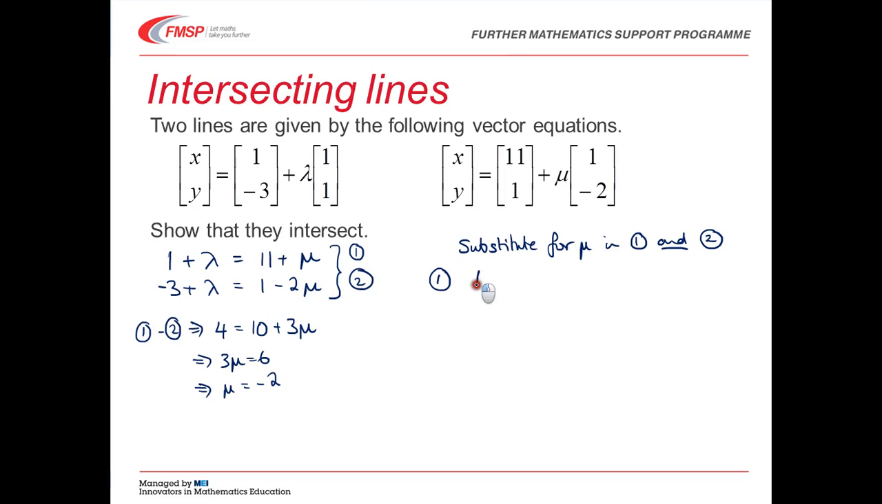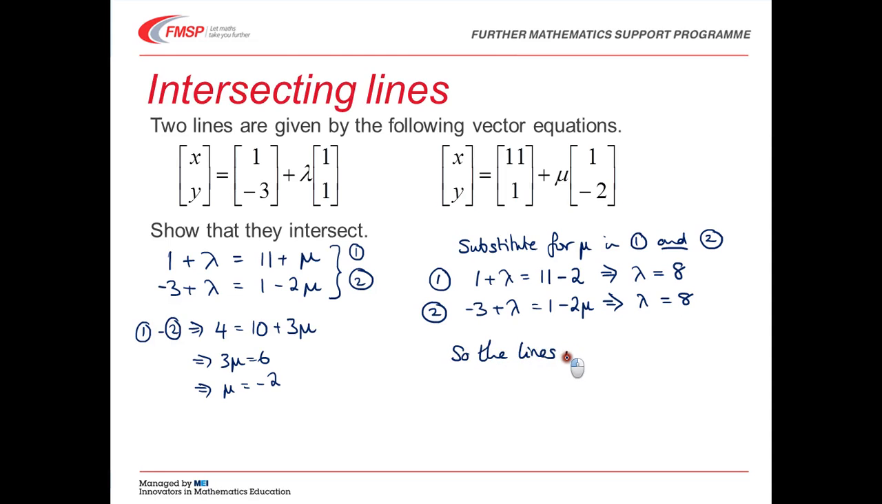So for equation 1, 1 plus lambda is 11 plus mu, so that's 11 minus 2. So 1 plus lambda is 9, so lambda is 8. And equation 2 tells me that minus 3 plus lambda is 1 minus 2 mu. So that's 1 plus 4 is 5, so that also tells me that lambda is equal to 8. So the lines intersect. Remember, we don't know the equations are simultaneous, so we must check both equations.